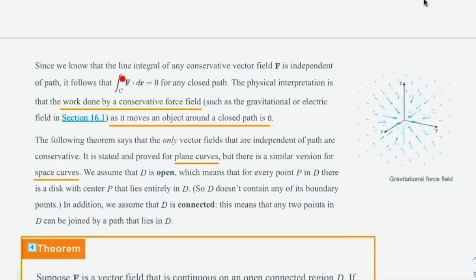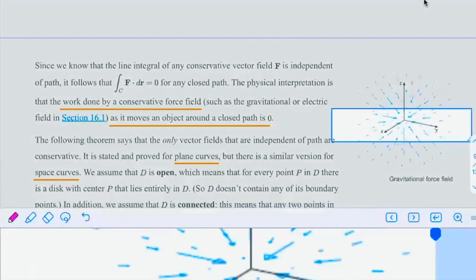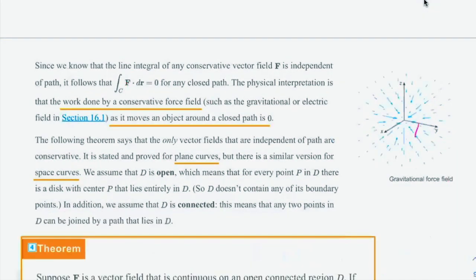So providing that the vector field here is a conservative vector field, such as the gravitational vector field, then when we integrate over any closed path, the result should be equal to 0. For example, when we integrate this gravitational force field, so if you try to find the work done by moving the object, for example, maybe from here to here, here, and here, and you end up at the same point, then the total work done by this gravitational force field will be equal to 0.